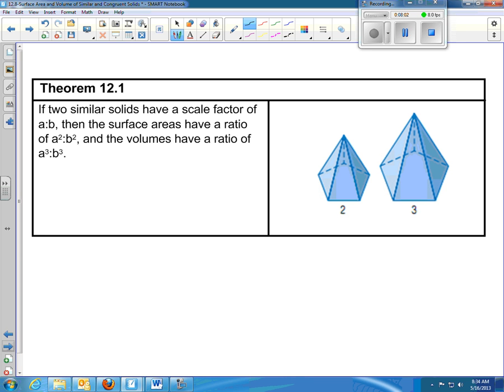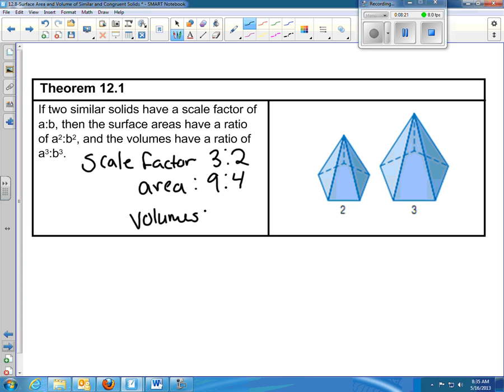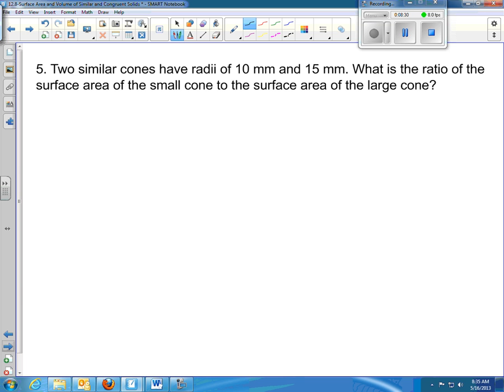So let's look back at our previous problem. Our scale factor was 3 to 2. When we looked at our area, our ratio ended up being 9 to 4. So see how that's 3 squared and 2 squared? And then our volume ratio was 27 to 8. That 27 to 8 is 3 cubed and 2 cubed. All right, so let's use that knowledge.